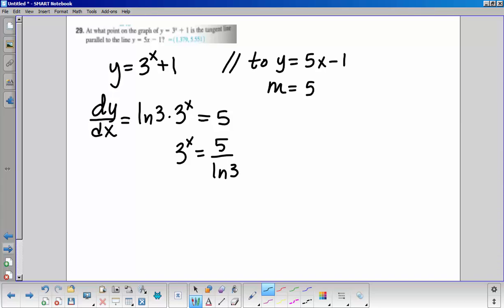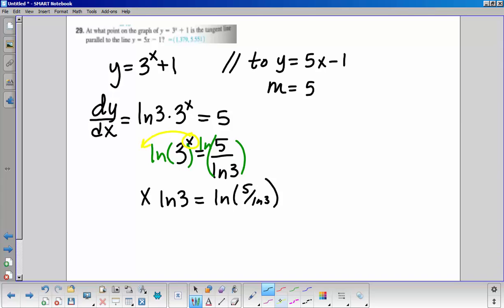Exponentiate. No, it's already in exponential form. Take the natural log of both sides. So this is going to be the natural log of this, natural log of this. So what happens to the x when I do that? It comes down in front, right? And we get x times natural log of 3 equals the natural log of 5 over natural log of 3. And then I say x equals the natural log of 5 over the natural log of 3, all over natural log of 3. So they want the point, right?